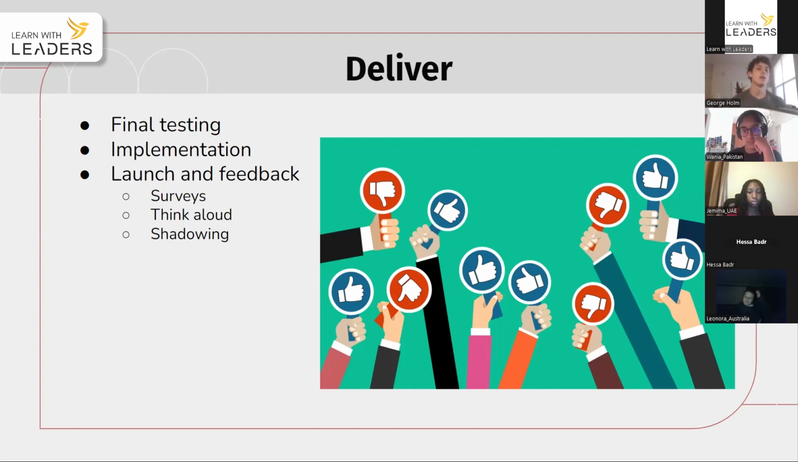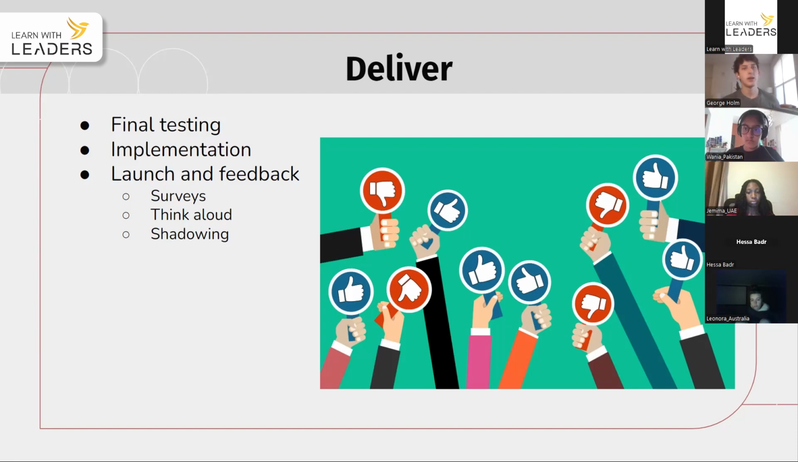Shadowing. Another really good tool would be shadowing. It's where you have one design team following the user as a shadow and just taking notes as the user uses the product. So this is a more subtle way of doing it. Instead of a user just loudly explaining what's going on, you have people just watching and observing. And yeah, that's generally the delivery phase.